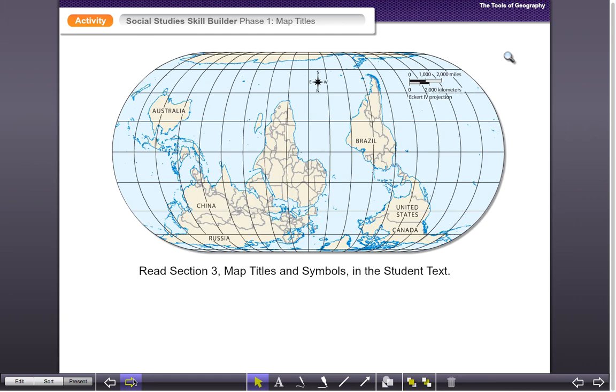So the last thing I want you to do is read Section 3, Map Titles and Symbols in the student text. Once you've done that, you will get directions when you find a partner and enter Phase 1 of our map discovery social studies skills.